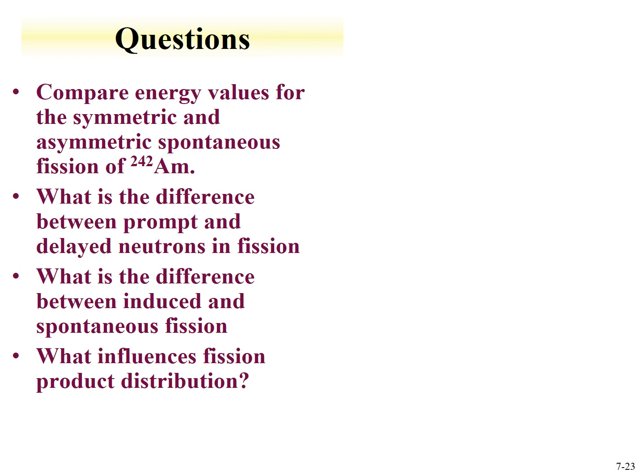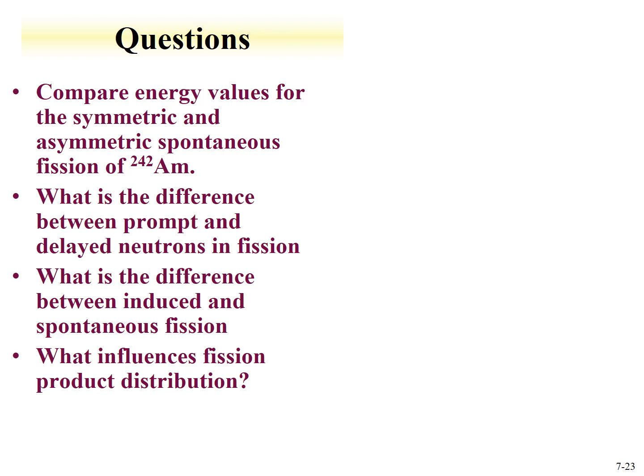What's the difference between prompt and delayed neutrons? Well, prompt neutron from fission means that the fission products, as soon as they're formed, de-excite by the emission of a neutron. So that's a channel in which it's a very short time frame, as the name encourages. Prompt, as the fission product is born, it emits a neutron to de-excite and goes to the ground state.